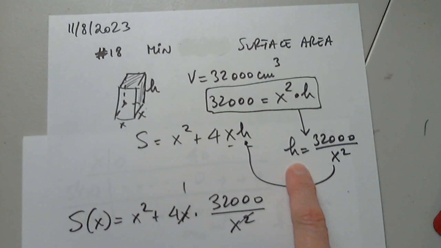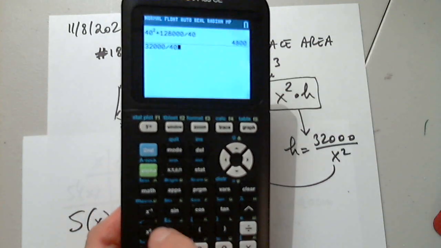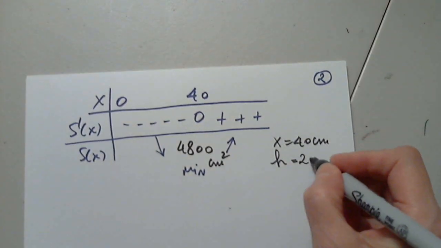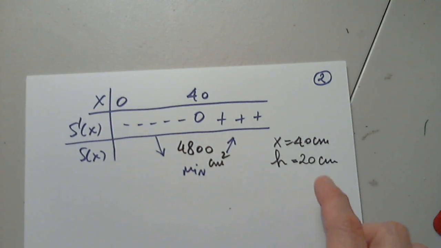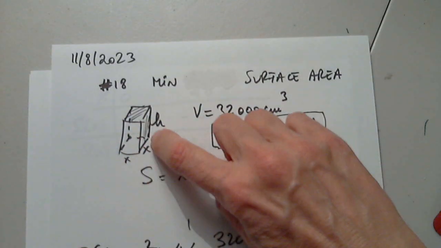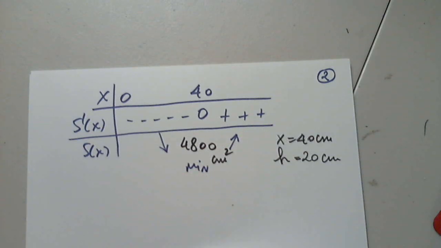So I have h here. So I have 32,000 divided by 40 squared. That's 1,600, so it's 20. So the dimensions will be: the side of the square base is 40, and the height is 20. And these dimensions are guaranteed to give us the minimum possible surface area. Any questions, please? Anything?